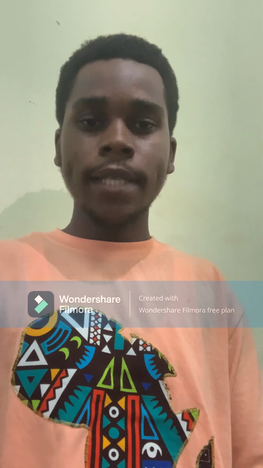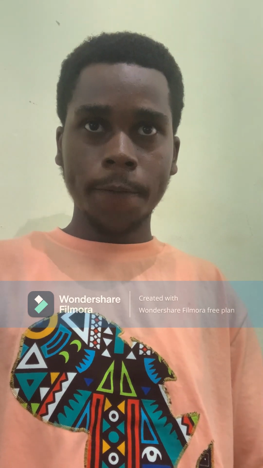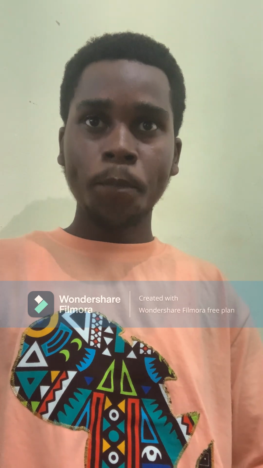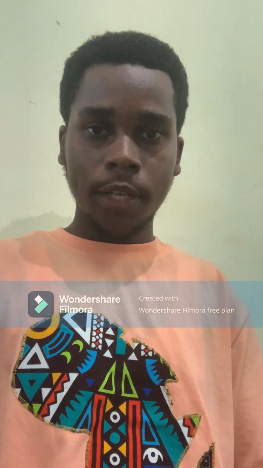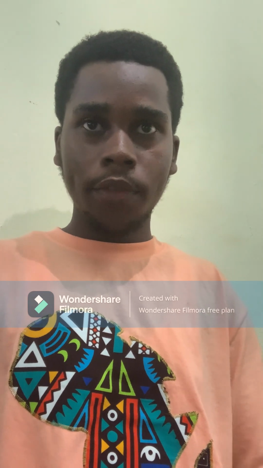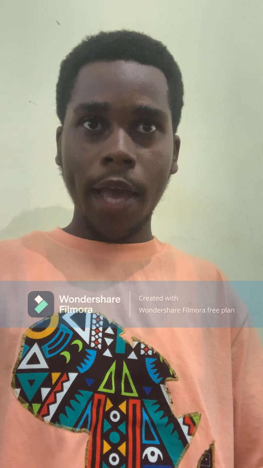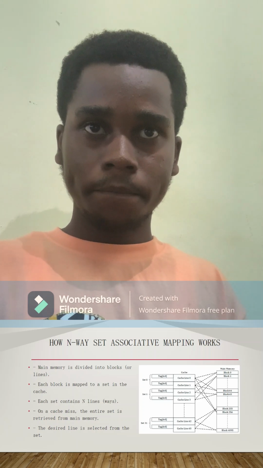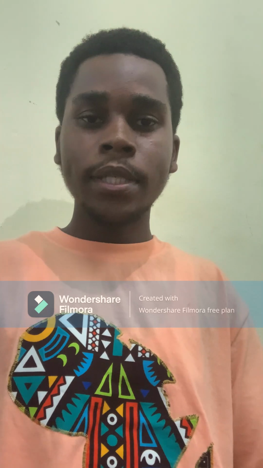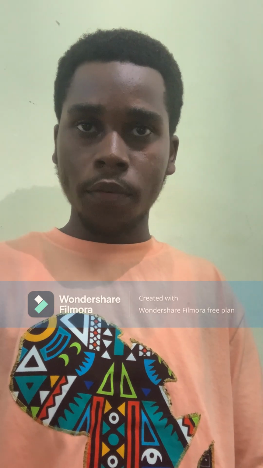In n-way set associative mapping, the cache is divided into a number of sets, and each set contains multiple lines or slots. When data is fetched, it can be placed in any of the n lines within a set. The set is determined by using a portion of the memory address called the index. The memory address is divided into three parts: the tag, set index, and block offset.